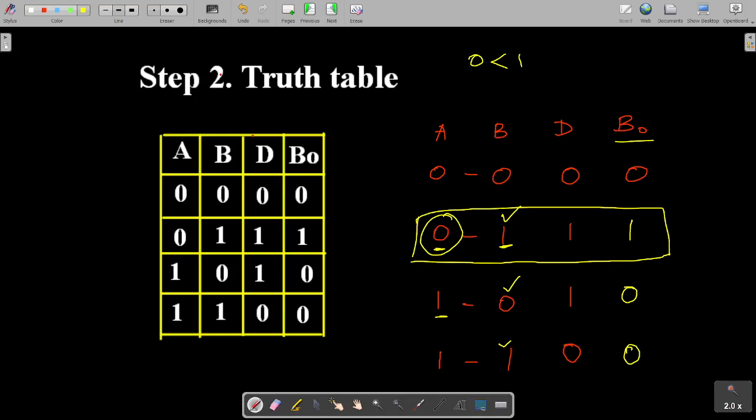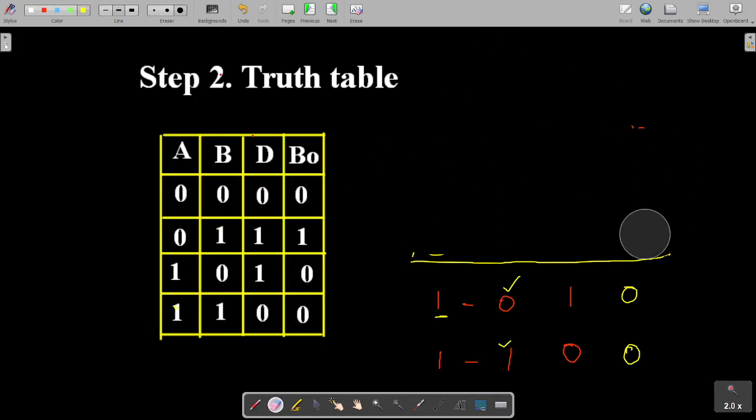So now you compare this table. 0 minus 0, there is no difference and no borrow is needed. 0 minus 1, the difference is 1 and you need to get a borrow for this. 1 minus 0, the difference is 1, but no need for borrow. And this 1 minus 1, the difference is 0 and the borrow is 0. This is how we obtain this truth table. Okay, so we got the truth table.